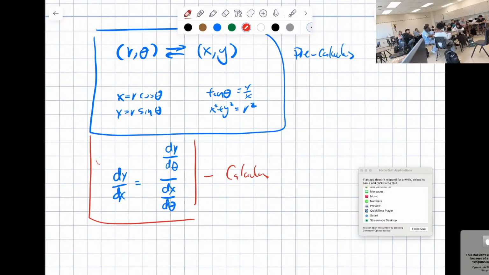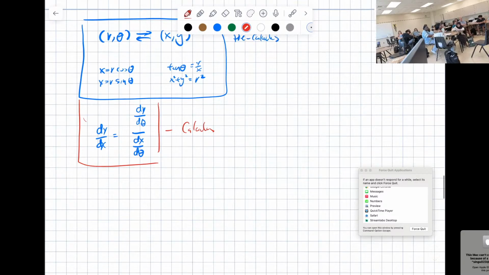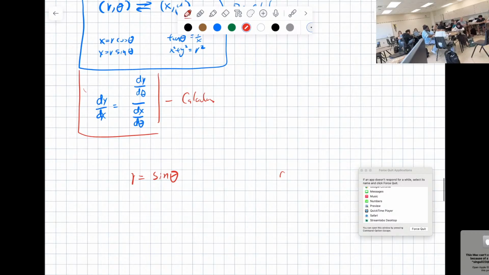In pre-calculus, you can convert from one thing to the other. For example, we converted pi over 4 and 2 to rectangular, and we can convert back, like last Friday. But today we just focus on calculus. In calculus, we want to find dy/dx. So here's my question. What if I have this polar function r equals sine theta, and we want to find dy/dx when theta is equal to, let's do pi over 3.